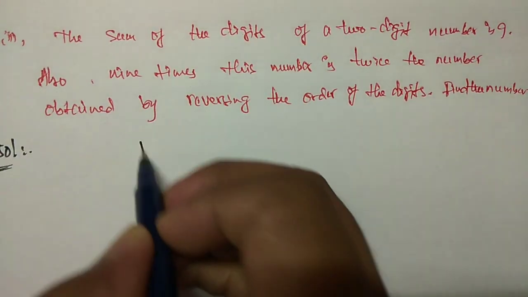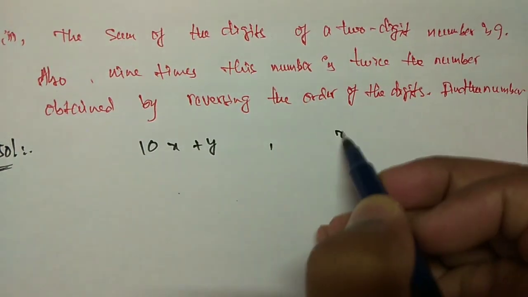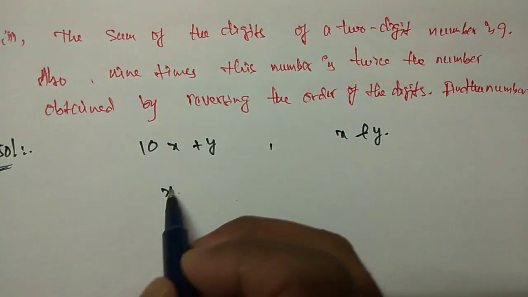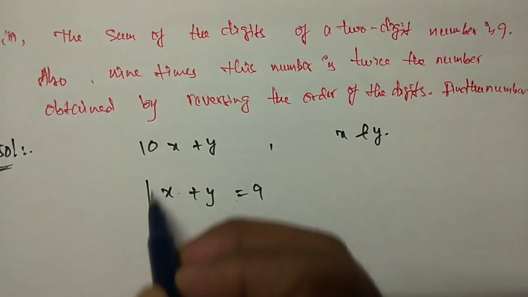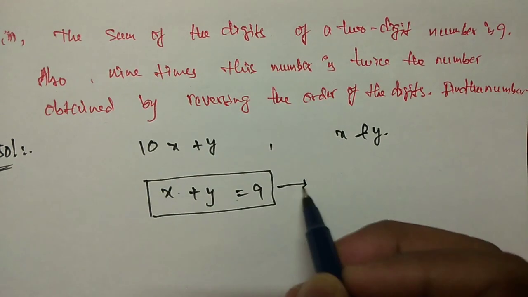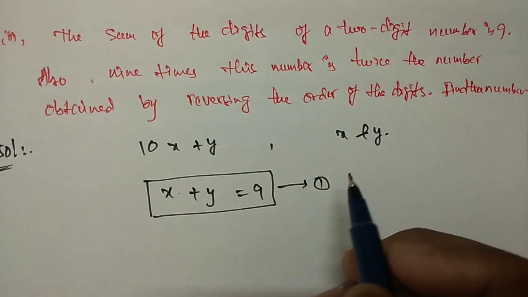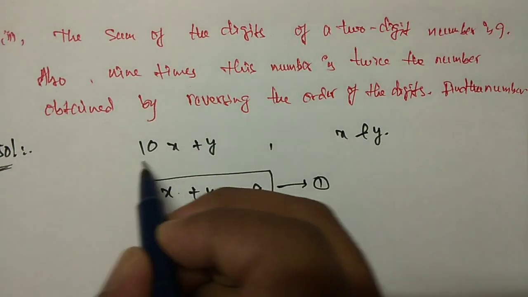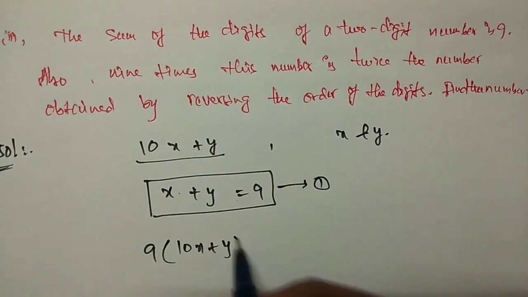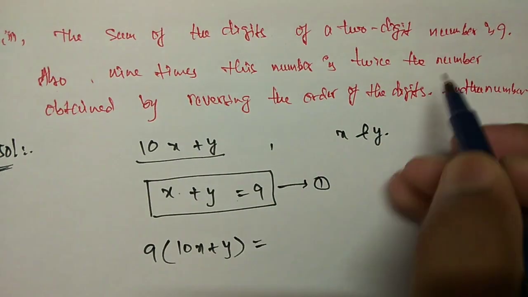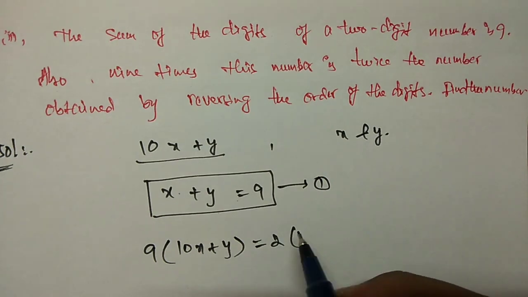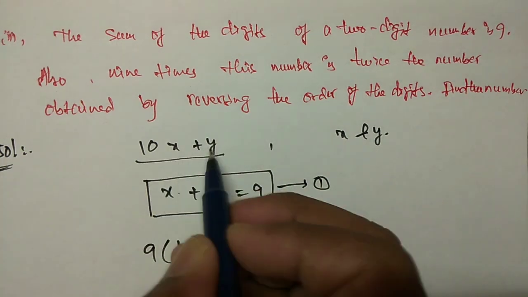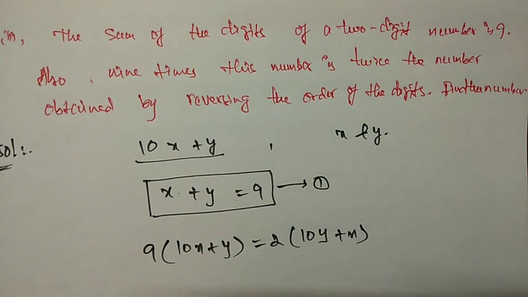So let the 2-digit number be 10x plus y, where the digits are x and y. The sum of the digits of the 2-digit number is 9. So x plus y equal to 9 as per the given information. It is considered as equation 1. 9 times of this number, 10x plus y, equal to twice the number obtained by reversing the order of the digits. Reversing the order of digits is 10y plus x.